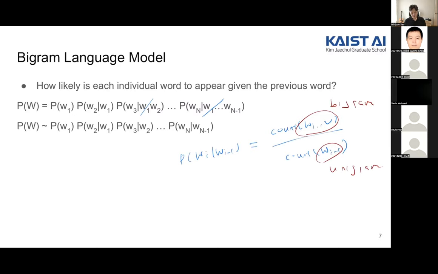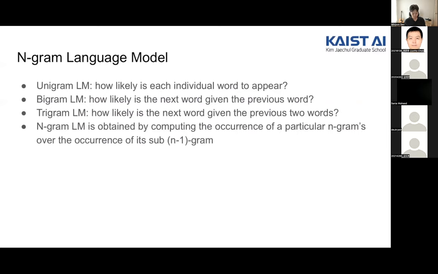Then probably you can guess what the trigram language model or n-gram language model is. So here's a quick definition. Obvious, right? In an n-gram language model, you're taking the occurrence of a particular n-gram over the occurrence of its sub (n minus 1)-gram, okay?